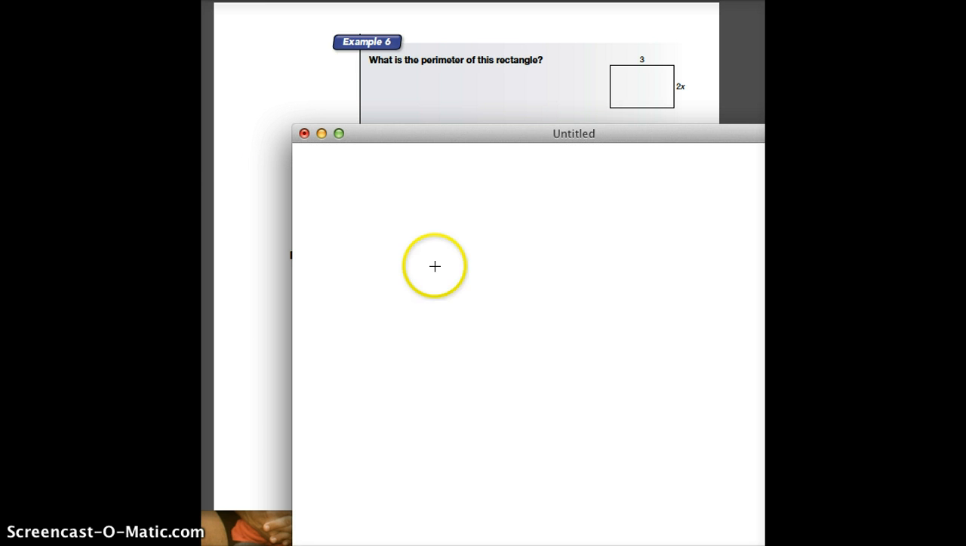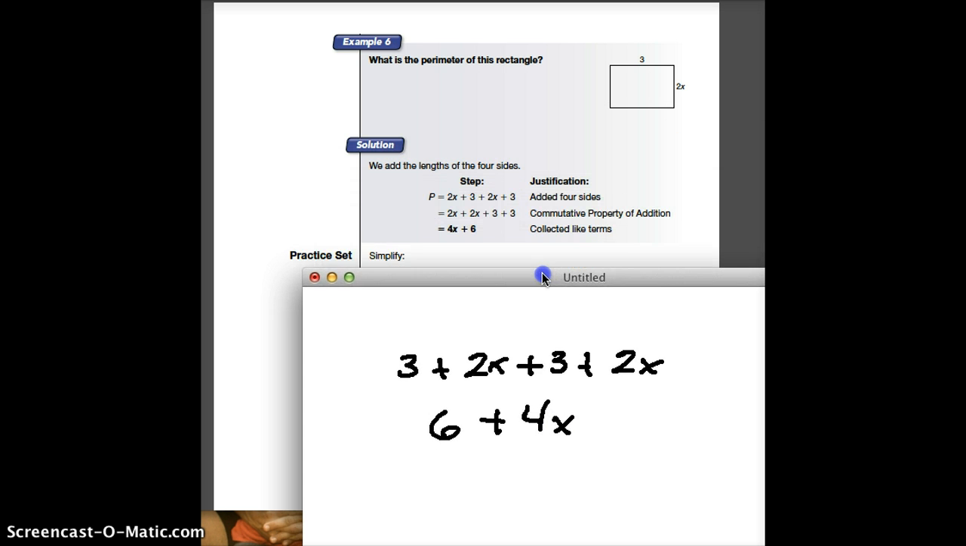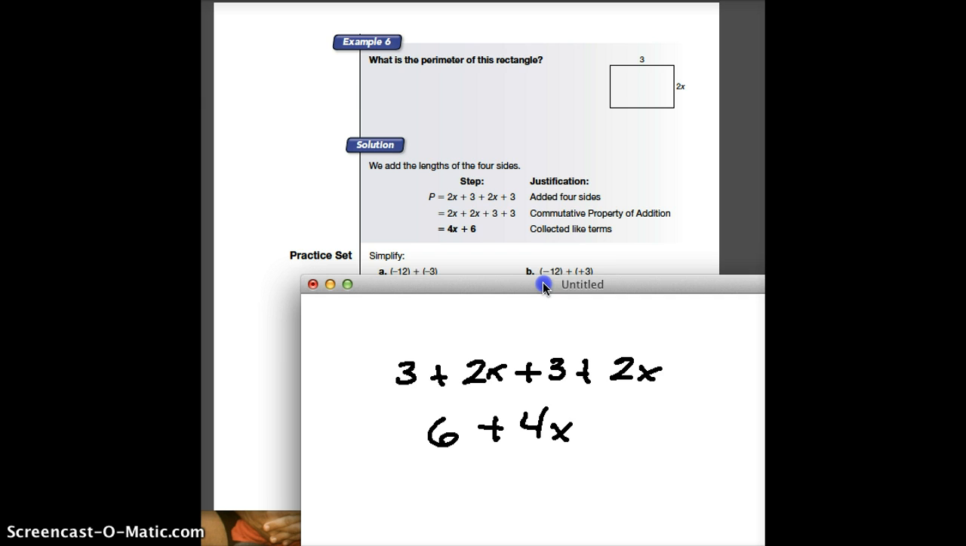Okay, so perimeter of this rectangle. Remember, perimeter is the distance around, so we would add up all around. So let's do 3 plus 2x plus, remember with a rectangle, if one side is 3, the opposite side is the same. So that was 3, and then another 2x. So we add it up. 3 plus 3 is 6. Add the x's together. 2x plus 2x is 4x. So that's the perimeter. You can't combine a 6 and a 4x. Same thing, 4x plus 6.